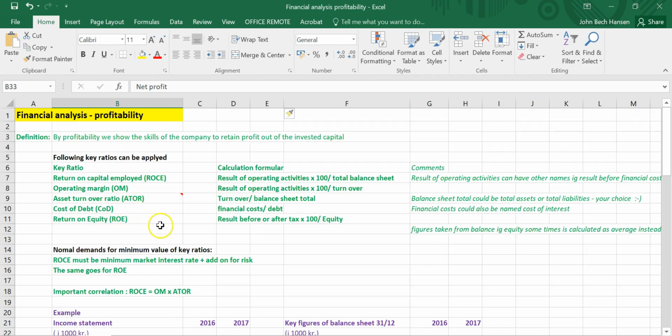Two other key ratios are cost of debt and return on equity. Return on equity you can compare with return on capital employed, but here we are only measuring against the shareholders, the owners, or the company's equity. And here you have your own choice if you want to analyze the result before tax or the result after tax compared to equity.